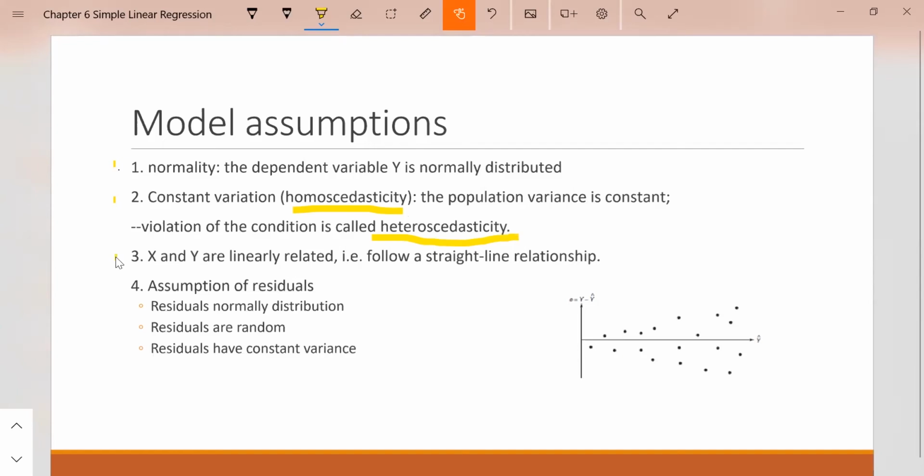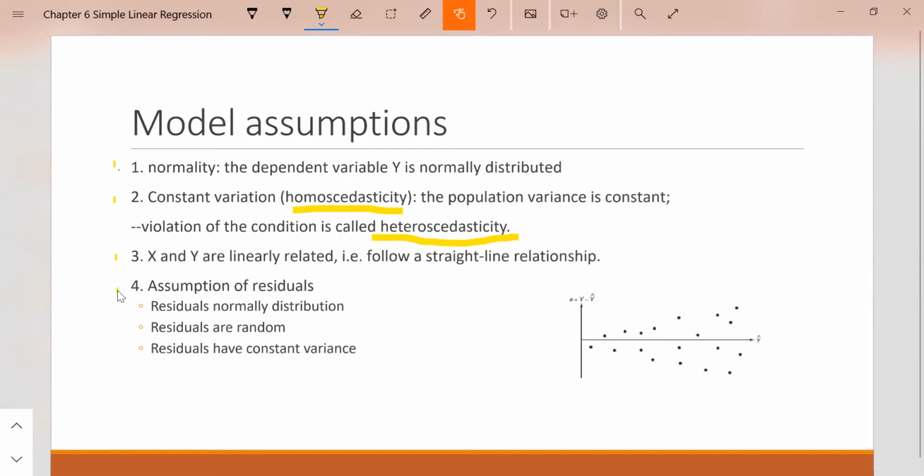Number 3, we want x and y to be linearly related. Of course, you may say, that's why we're fitting a straight line relationship. You bet. There are situations where this assumption is violated. And actually, we saw that in the previous chapter already. For some data, it's not appropriate to just fit a straight line, right? A curve is much better.